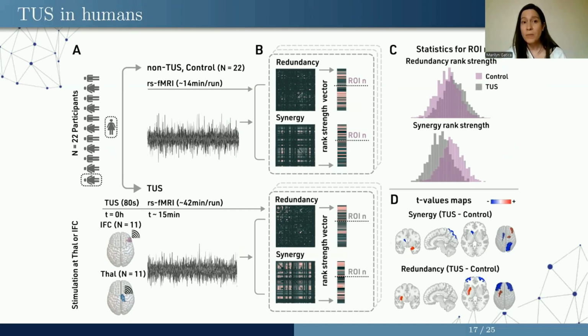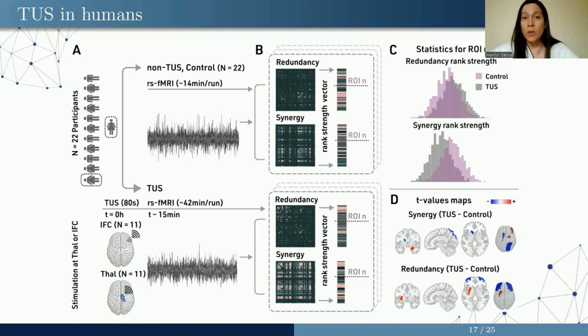First, we measure functional MRI data in a control condition. That means we are not doing any stimulation. And then in another session, we split the participants into two groups. In one of them, we stimulate the inferior frontal cortex, and in the other one, the thalamus, both in the right hemisphere. So after that, you also record functional MRI data, and you would like to analyze the changes, the indirect effect that you are producing when you are applying this stimulation.